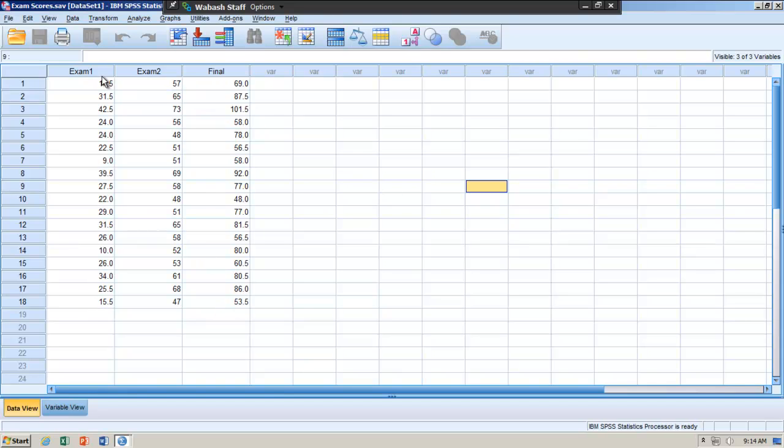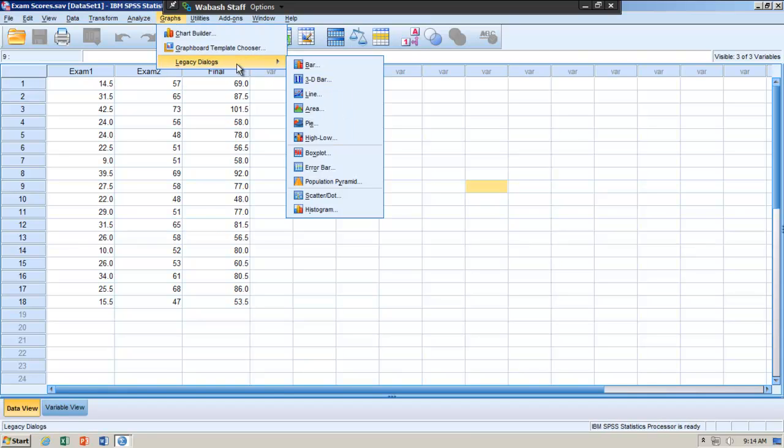The first thing you might want to do is to just look at the relationship using a scatter plot. To do that, under Graphs, I recommend using the Legacy Dialogs and then scrolling down towards the bottom to the Scatter/Dot option.